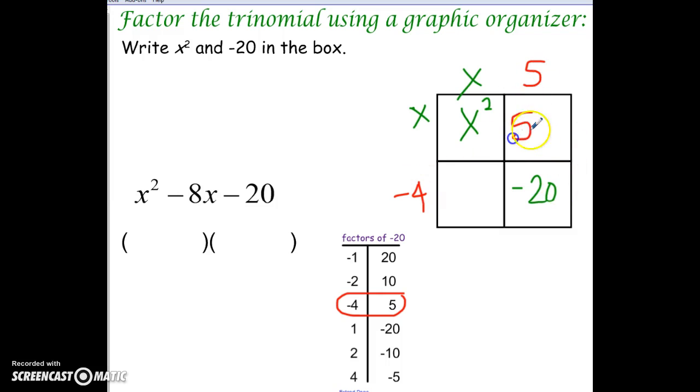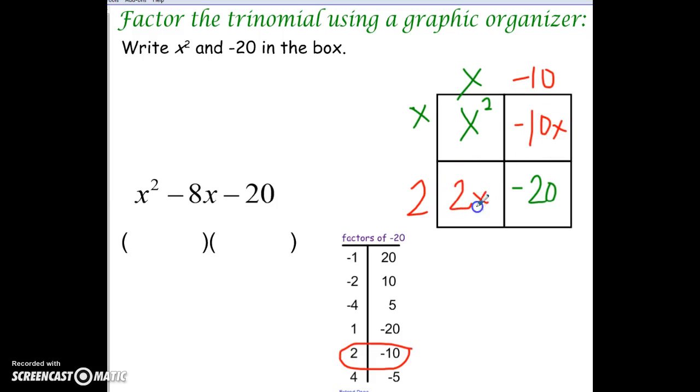So now I fill in my other boxes. This would be 5x and this would be -4x. Now when I combine those two, I end up with positive x, which is not what this says. So that means I'm not right. So I erase it and I try something else. So I think, okay, maybe it's 2 and -10. This gives me -10x. This gives me 2x. I combine these two, I get -8x. So that must be what it is. So sometimes you're just going to have to try something and hope for the best. See what happens.